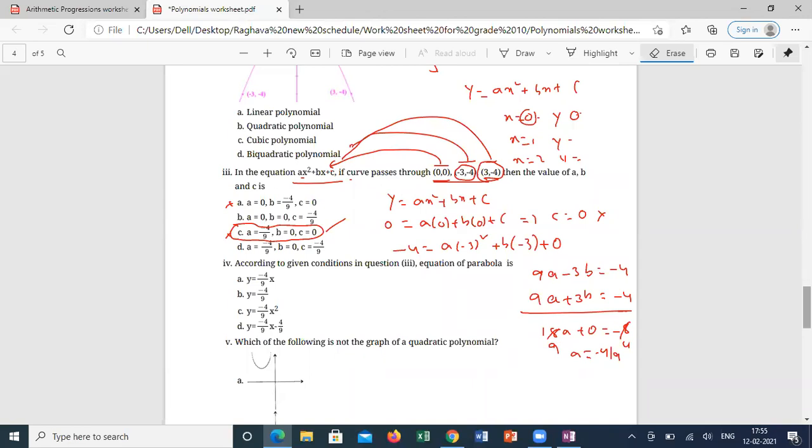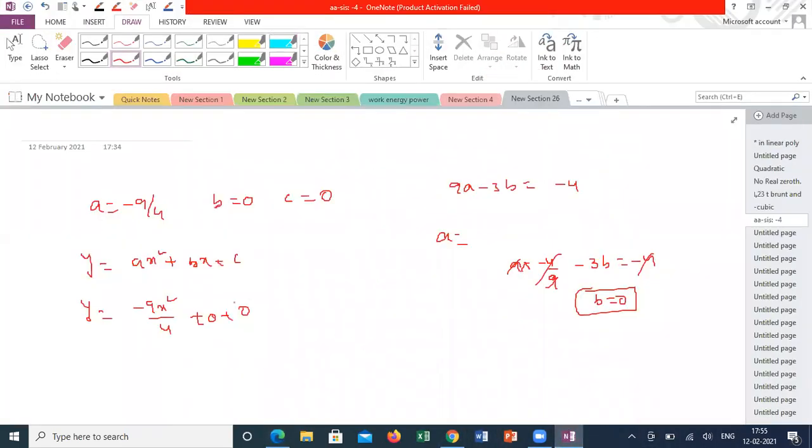Option C, sir. Option C is minus 4 by 9 x square. But we got, yes, correct, minus 4 by 9. But why did I go wrong here? Minus 9 by 4 I took. It's minus 4 by 9. Minus 4 by 9 x square. A is equal to minus 4 by 9, not minus 9 by 4.